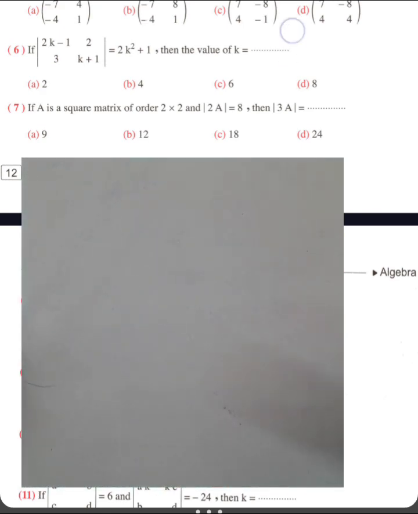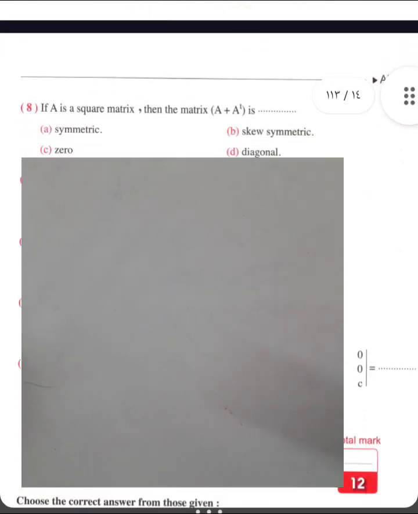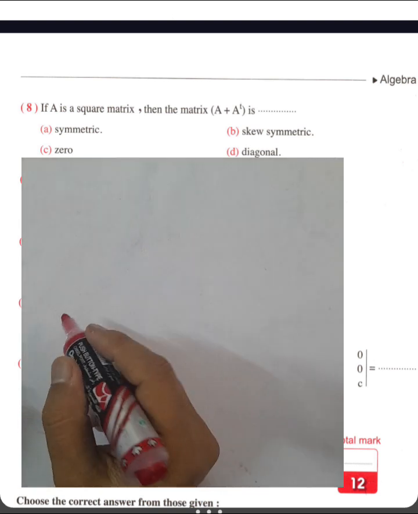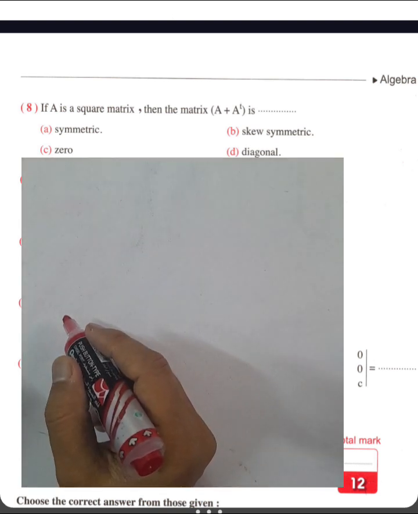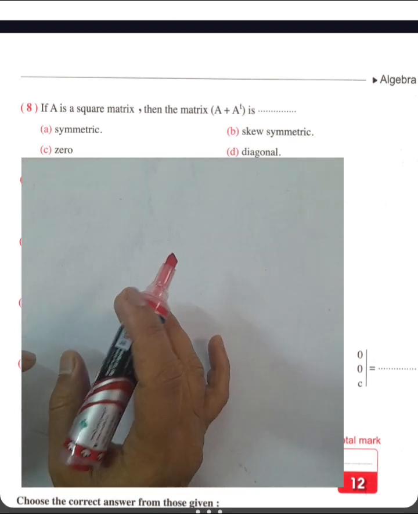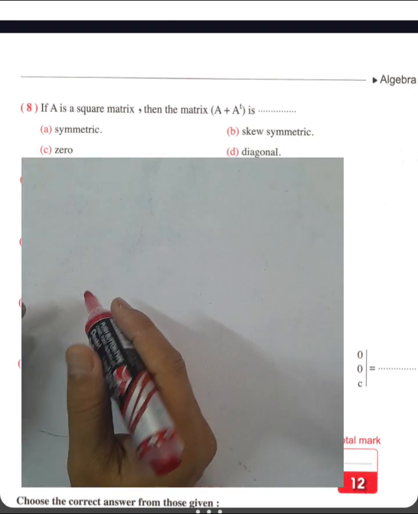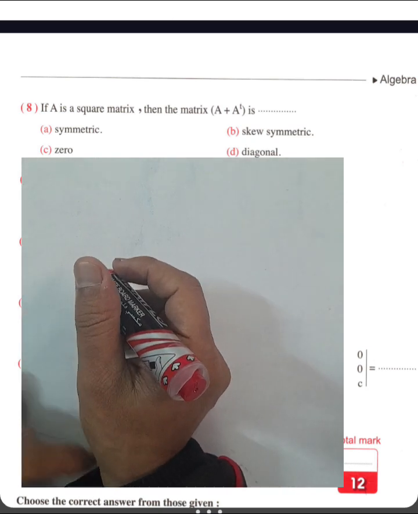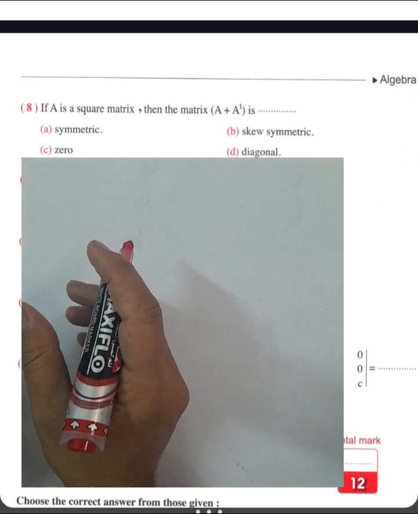Next question. Question 8: if A is a square matrix, then the matrix A plus A transpose equals what? We have a square matrix, and we want to find the matrix A plus A transpose. You can solve this example by writing any numbers you like, but you should know this property: A plus A transpose will be symmetric.